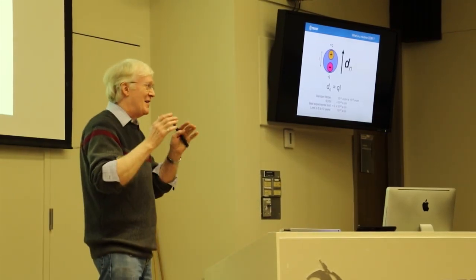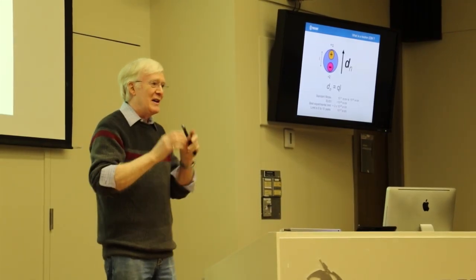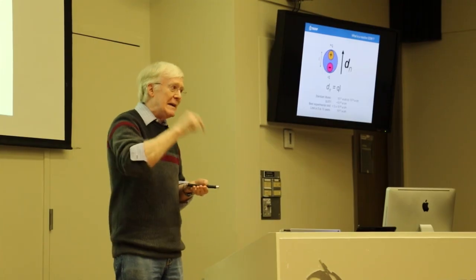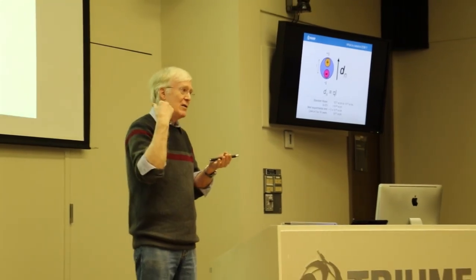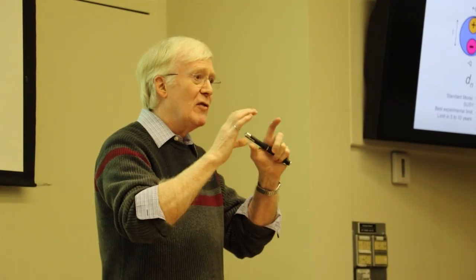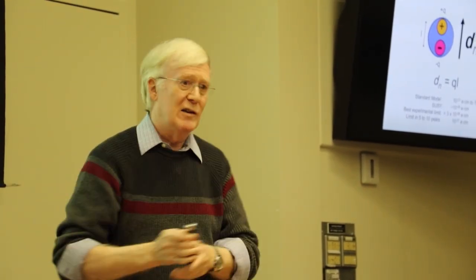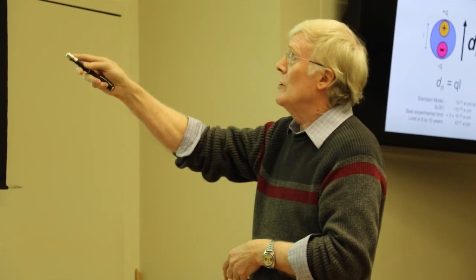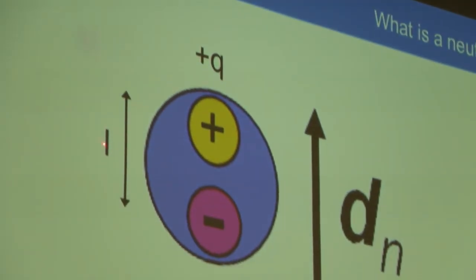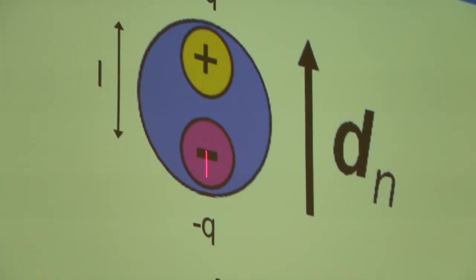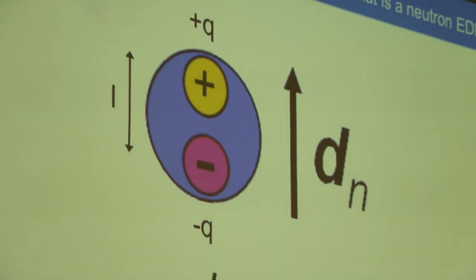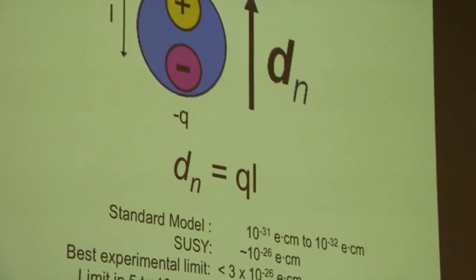Anyway, the thing is that the neutron, although it's neutral, inside the neutron, as you saw in the earlier talks, there are positive and negative quarks. And so it's possible that the charge centers aren't in exactly the same place. And if that's so, what you do to get the dipole moment is if you have plus q, minus q, separated by a distance, L, then the dipole moment is just the charge times the separation. And you see these numbers are really small.